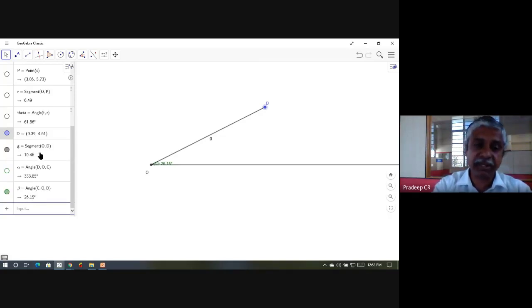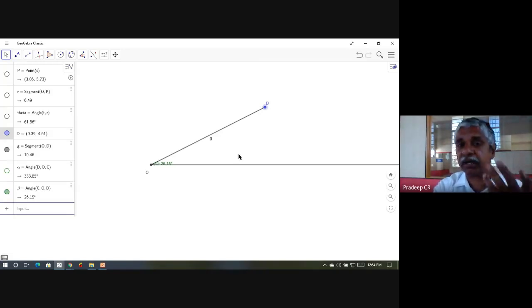10.46 means this, that is the length of the distance of D from O. And this angle will tell me the angle between the fixed line and the line segment joining O and D. These two numbers are called polar coordinates. Clearly, if you give me an R and an angle, a distance and an angle, there is a fixed point in the plane.